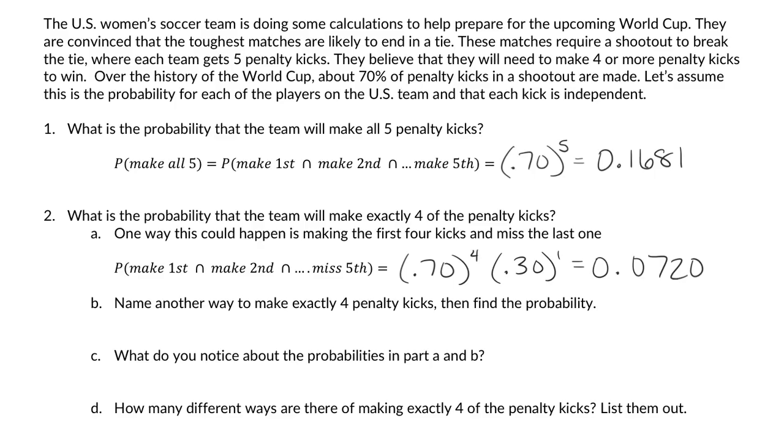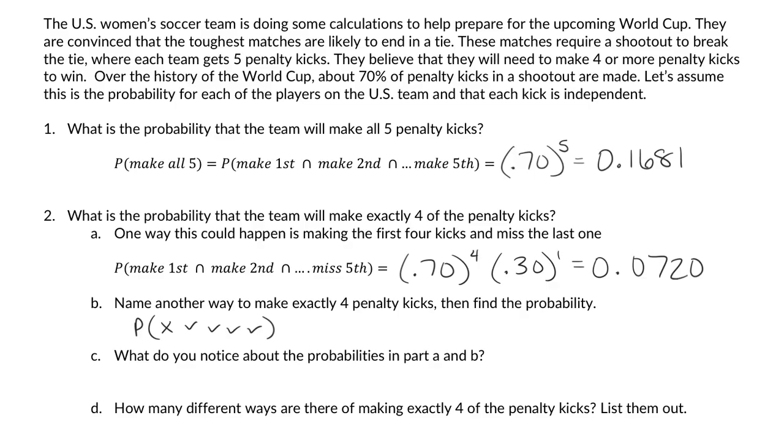What's another way that this making 4 and missing 1 could happen? This one I'm missing the 5th kick. What else? I could miss the first kick, right? So another way to make exactly 4 penalty kicks would be to miss the first one and then make the next 4. Are y'all cool with this notation for making it and missing it?